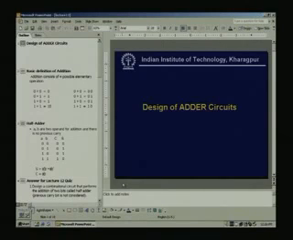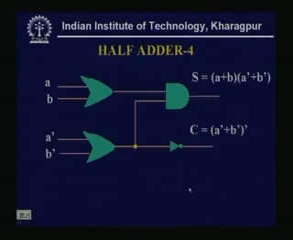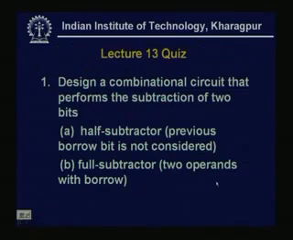Now, today's quiz question is again a combinational circuit design, very similar to what we have discussed for the adder. The problem is: design a combinational circuit that performs subtraction of 2 bits. Addition we have discussed, and now the subtraction. Similar to the half adder and full adder, first we have to do the half subtractor and then the full subtractor.